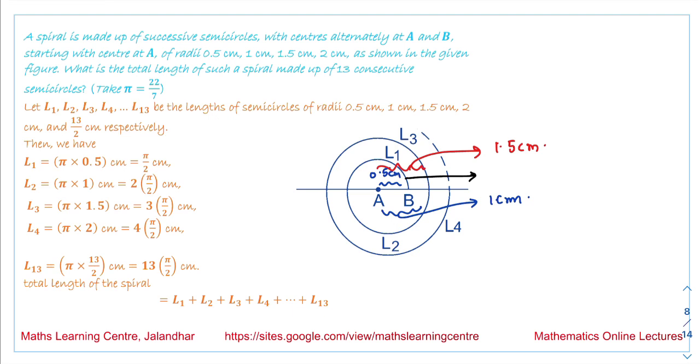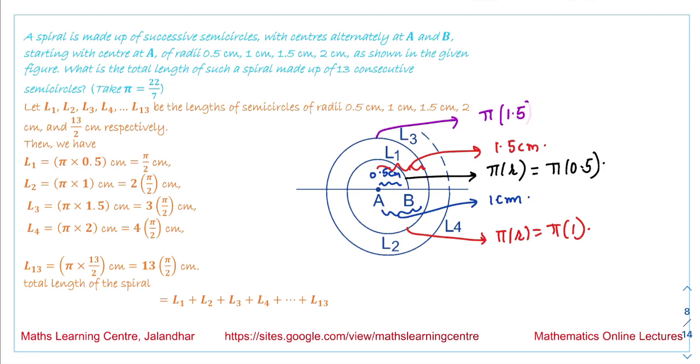So we are saying that the length of the first semicircle is pi into r, that is equal to pi into 0.5. Now the length of the second semicircle is pi into r, that is pi into 1. The length of the third semicircle is pi into 1.5. Likewise, there are a total of 13 semicircles, with lengths L1, L2, L3 and so on.